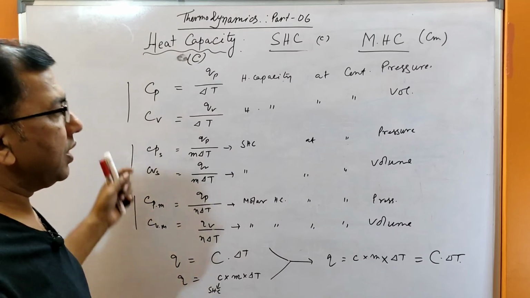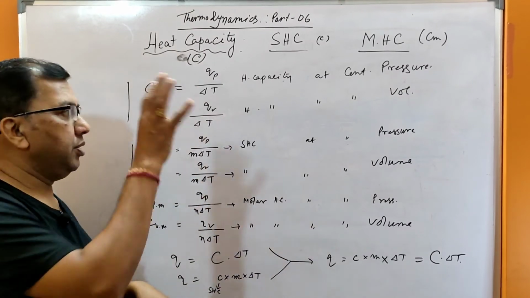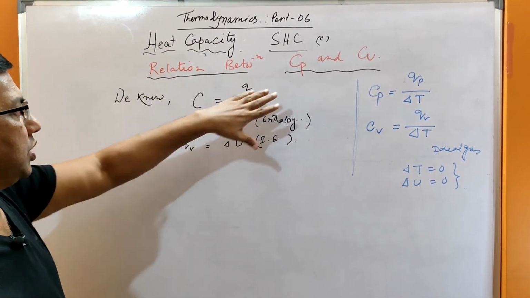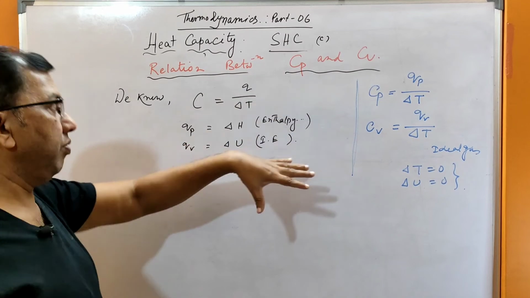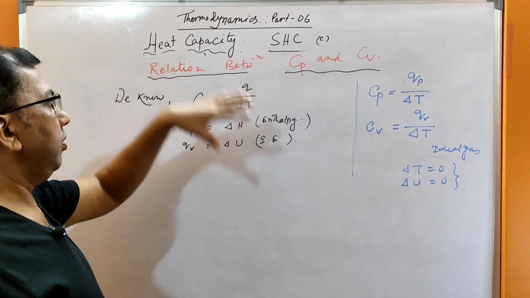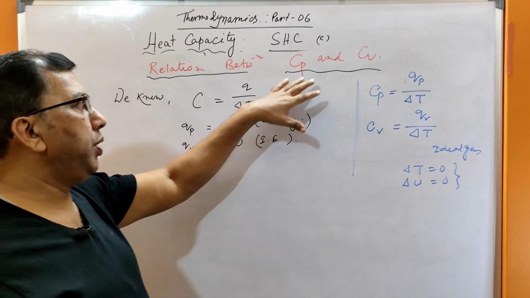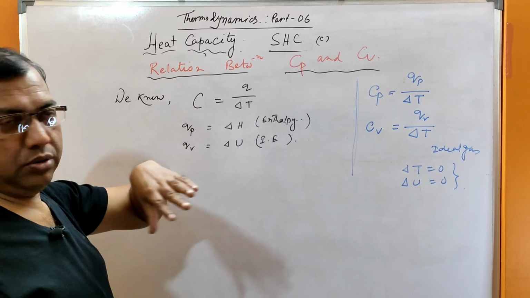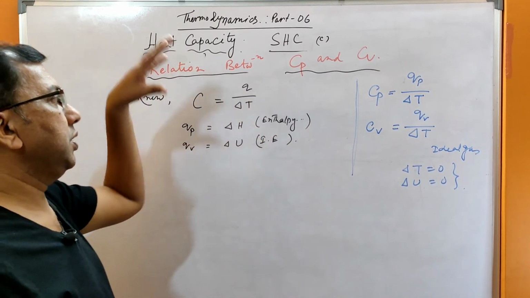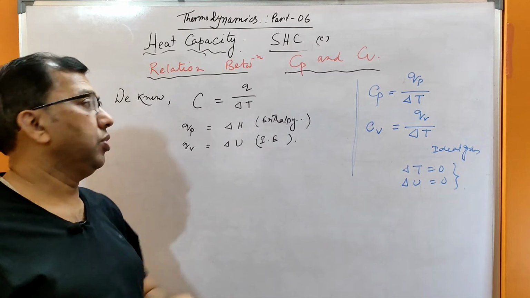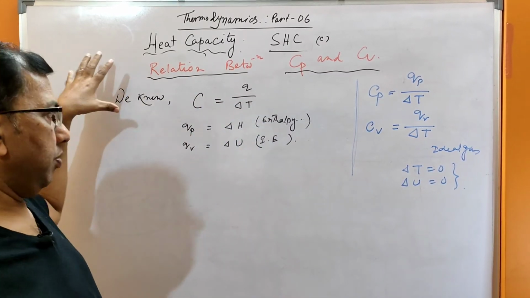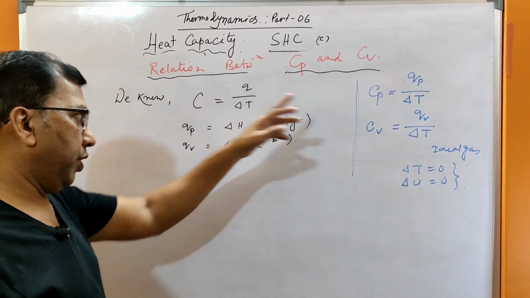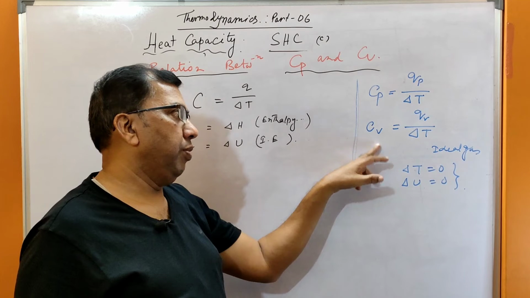Okay, next comes the relation between Cp and Cv. Now we discuss the relation between Cp and Cv, specific heat capacity at constant pressure and constant volume. From the earlier discussion, C equals Q by delta T. Clear? Cp equals QP by delta T.